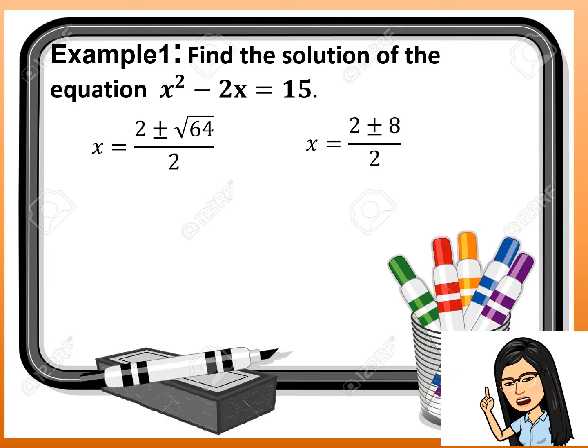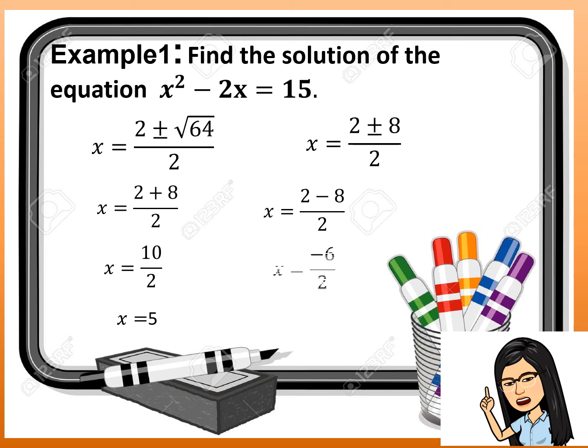Separate the plus and minus sign. So x is equal to 2 plus 8 over 2, and x equals 2 minus 8 over 2. So 2 plus 8 is equal to 10, divided by 2, so x is equal to 5. On the other hand, 2 minus 8 is equal to negative 6. Negative 6 divided by 2, so x is negative 3. So our solutions are 5 and negative 3.